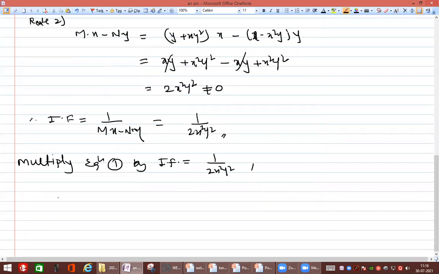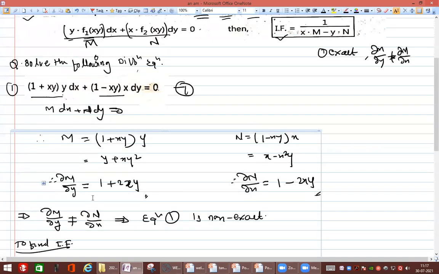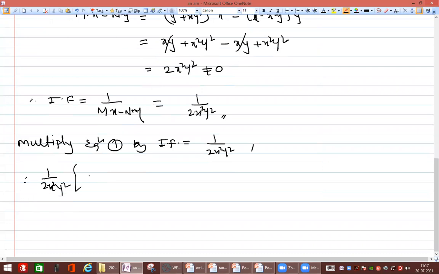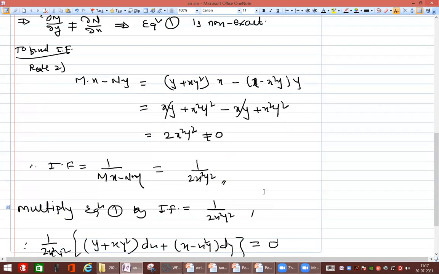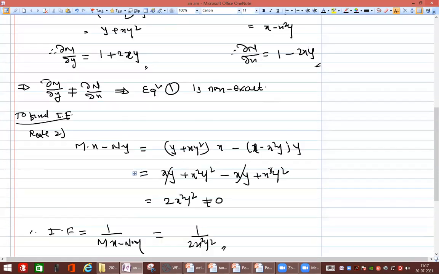So now, 1 upon 2x squared y squared, you multiply with equation 1. Equation 1 is, we know, I'll write this equation down like this: (y plus xy squared) dx plus (x minus x squared y) dy is equal to 0. This is our given differential equation.